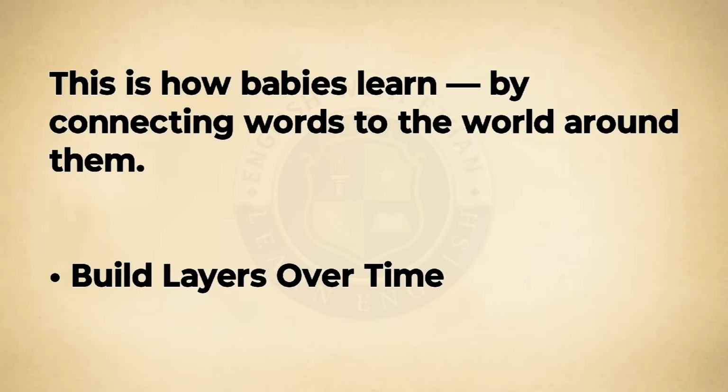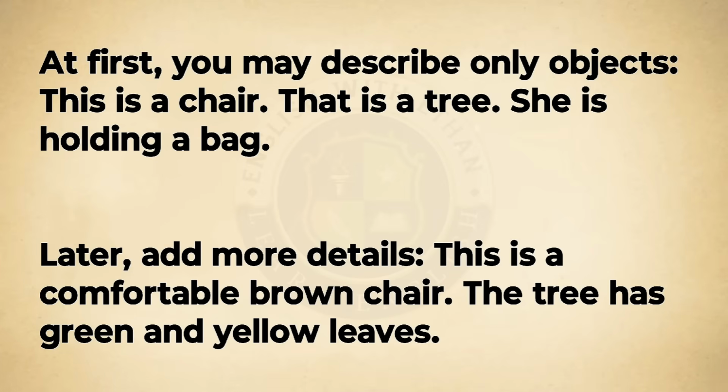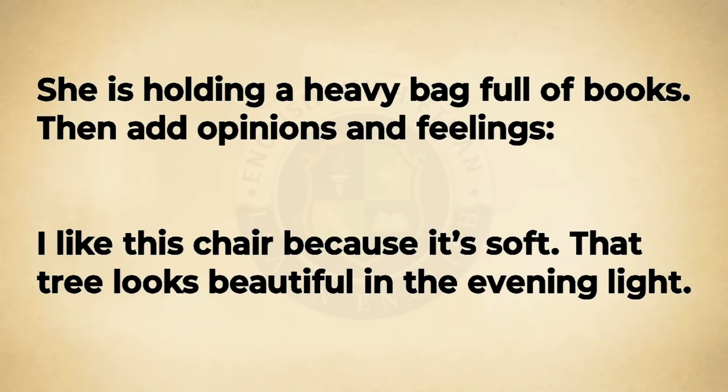Build layers over time. At first, you may describe only objects. This is a chair, that is a tree. She's holding a bag. Later, add more details. This is a comfortable brown chair. The tree has green and yellow leaves. She's holding a heavy bag full of books.